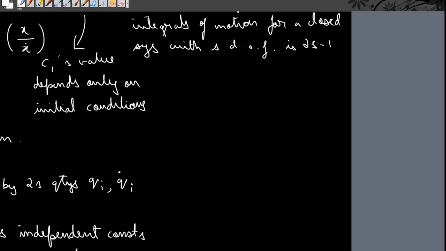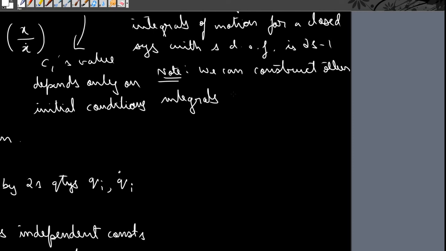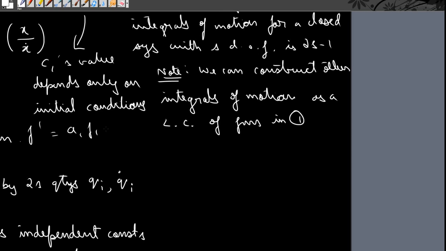Moving on, we note that we can construct other integrals of motion as a linear combination of independent functions in the sets of relations given by one. This is a straightforward statement, which simply means that I can construct some function f dash as a1 times f1 plus a2 times f2 plus dot dot dot a2s minus 1 times f2s minus 1, because there are 2s minus 1 independent integrals of motion.